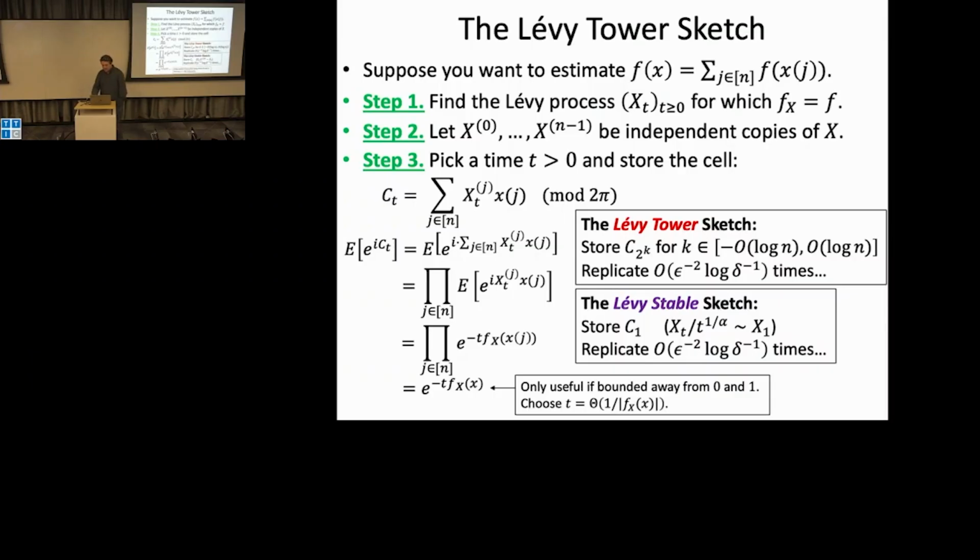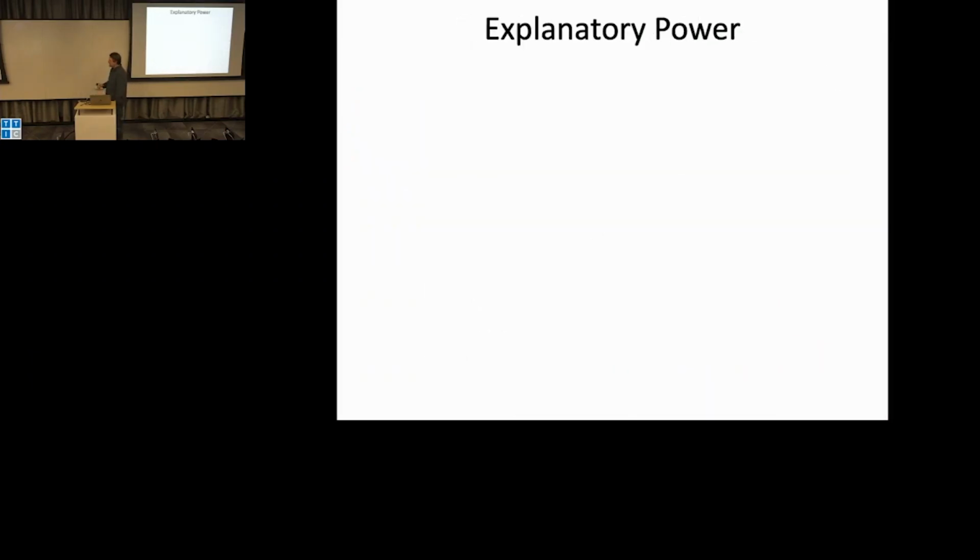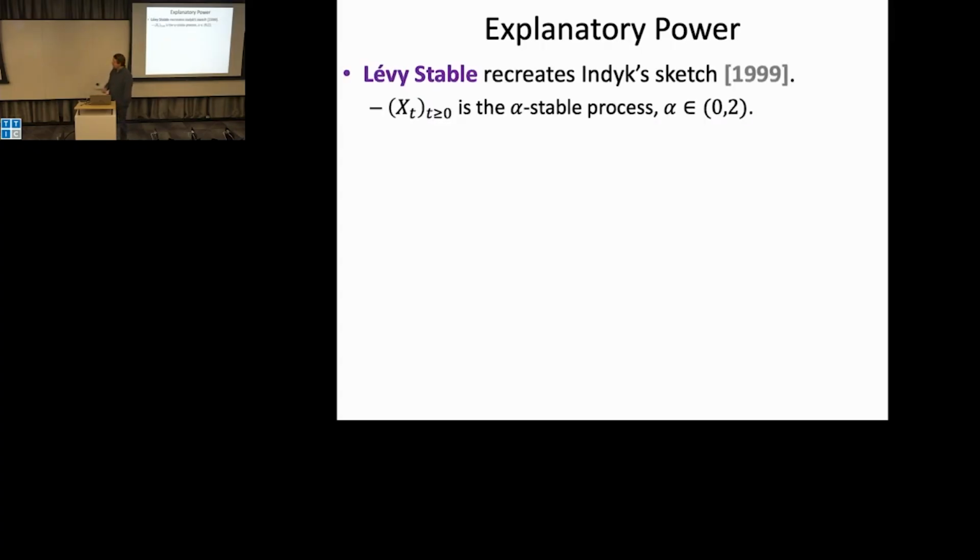Okay. So one thing I like about this is, in a forward-looking sense, it'll allow us to prove some new things. But in a backward-looking sense, it basically gives a whole lot of explanatory power, because we can sort of explain why the world is the way it is. So in a very literal sense, the Levy stable sketch just completely recreates index as is. That means it's not one iota different. It recreates AMS sketch in the limit. Okay, in the following sense.